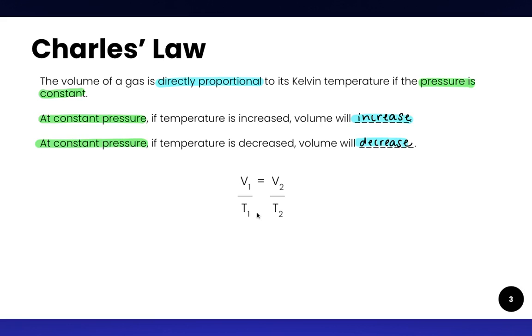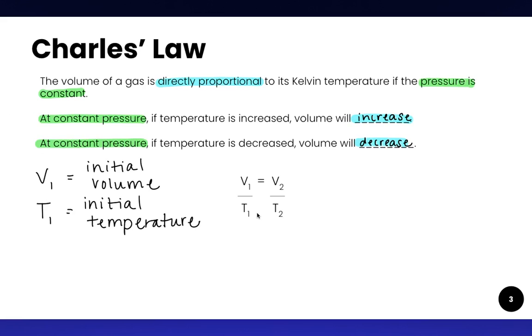So the mathematical formula that represents this law is V1 over T1 is equal to V2 over T2, where V1 represents the initial volume, T1 represents the initial temperature, and then the gas goes through a change in either volume or temperature, where V2 represents the final volume and T2 represents the final temperature.